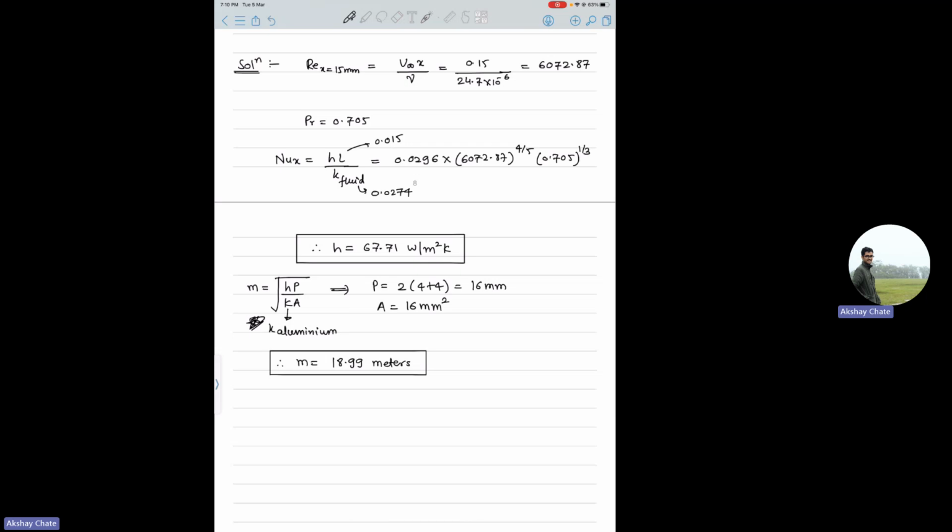So now we know from previous class that for an insulated tip, T0 minus T infinity, right?